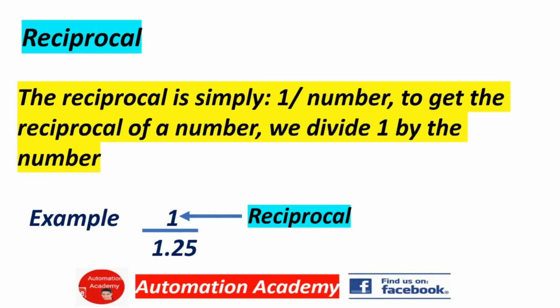Our next topic is reciprocal. The reciprocal is simply 1 over a number. To get the reciprocal of a number, we divide 1 by the number. Example, 1 divided by 1.25. 1 is the reciprocal.